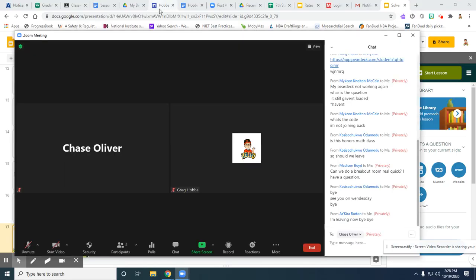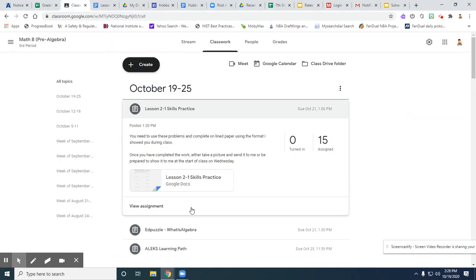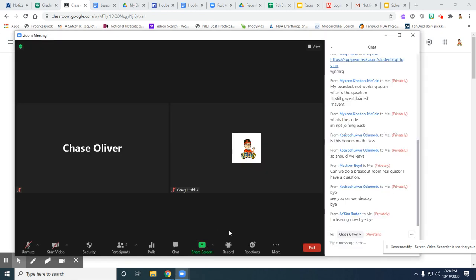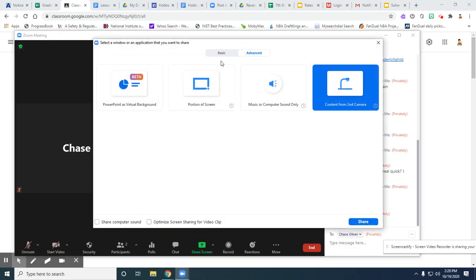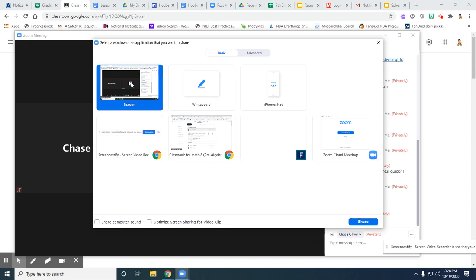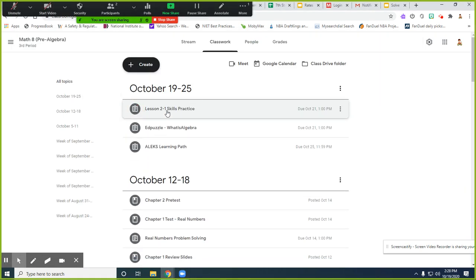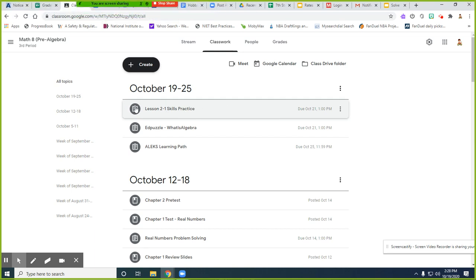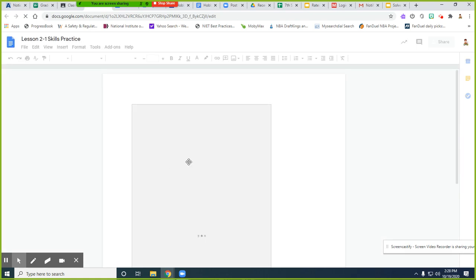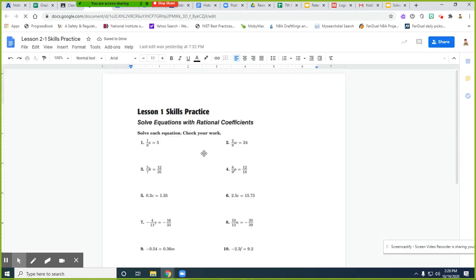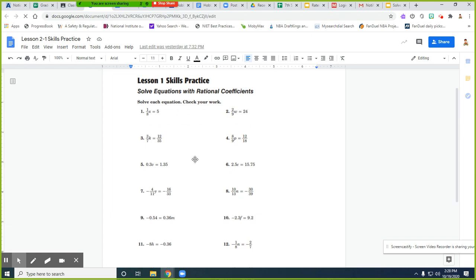If you go to classwork, I guess I should still be sharing. My apologies. If you go to classwork here, you'll see underneath lesson 2-1 skills practice. And you can't do the work on this paper, so take another sheet of paper out, just like we did on those last two problems. It's going to take probably 3 sheets of paper to get these done. And do the exact same thing we just did.